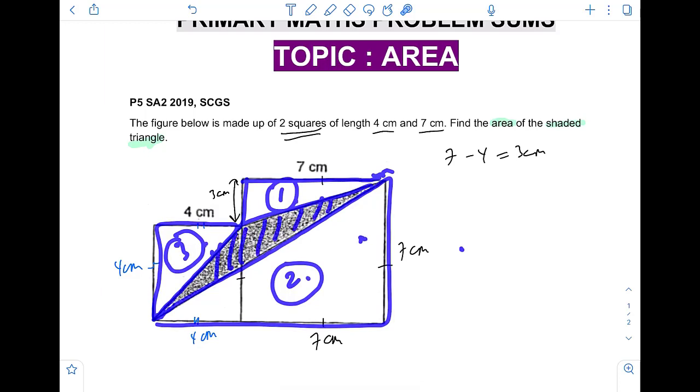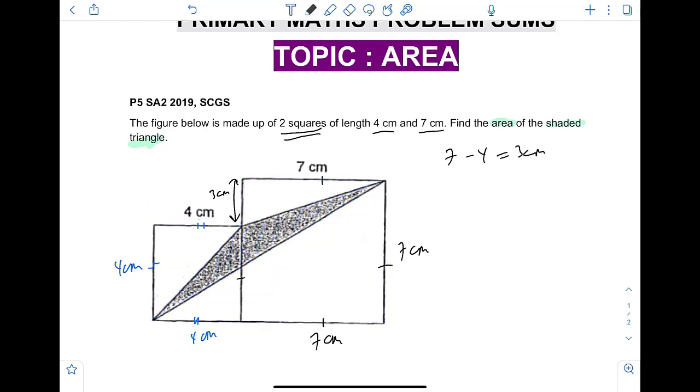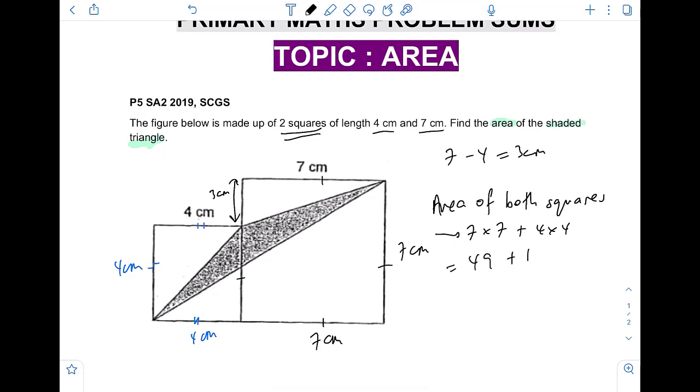of the shaded portion. Okay, so the first thing that we can do is actually to find the area of both squares. Seven times 7, that's the bigger one, plus 4 times 4. So this will be 49 plus 16, which will be 65 square cm.